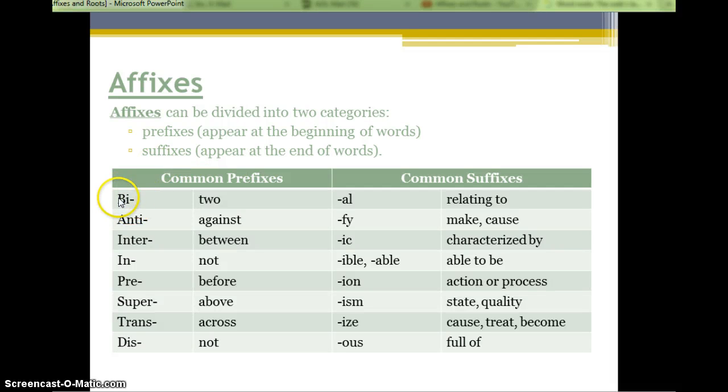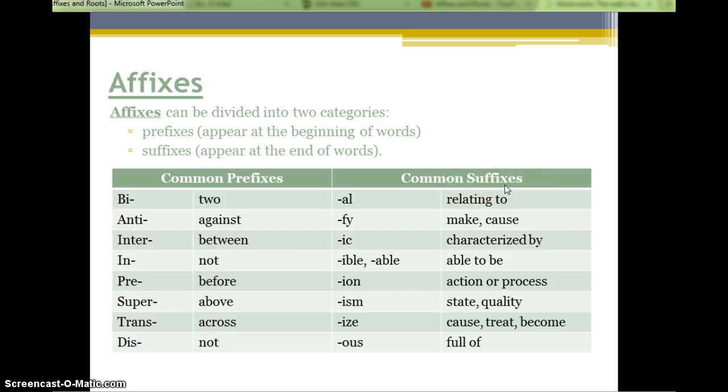So if you put bi at the beginning of a word, it means two. So annual means year. If you say biannual, that means every 2 years. Anti means against. So if you put anti in front of something, it means you're against it. Inter means between. In means not. Pre means before, just like prefix. It comes at the beginning of a word or before the root word. Super means above. Trans means across. And dis means not. Now over here we have some suffixes.